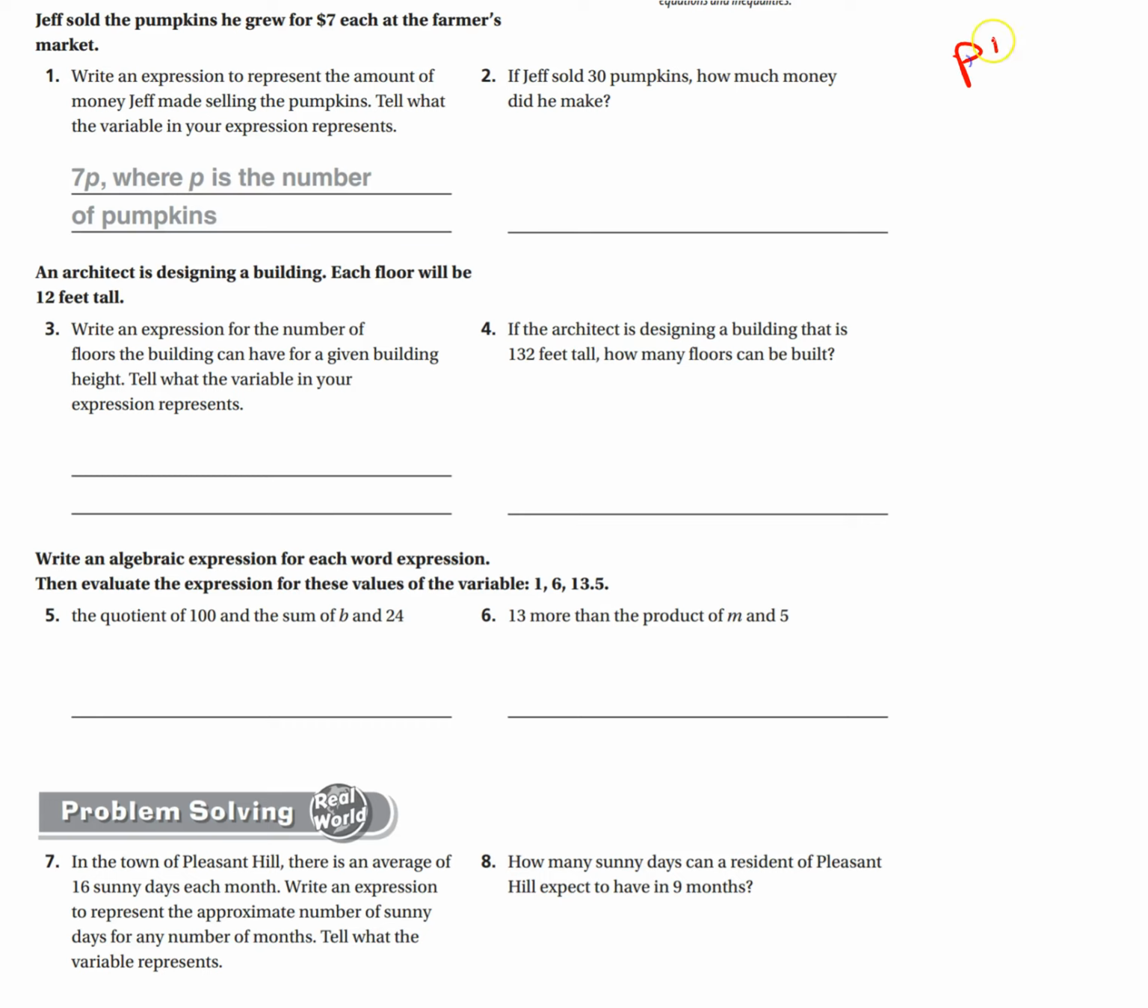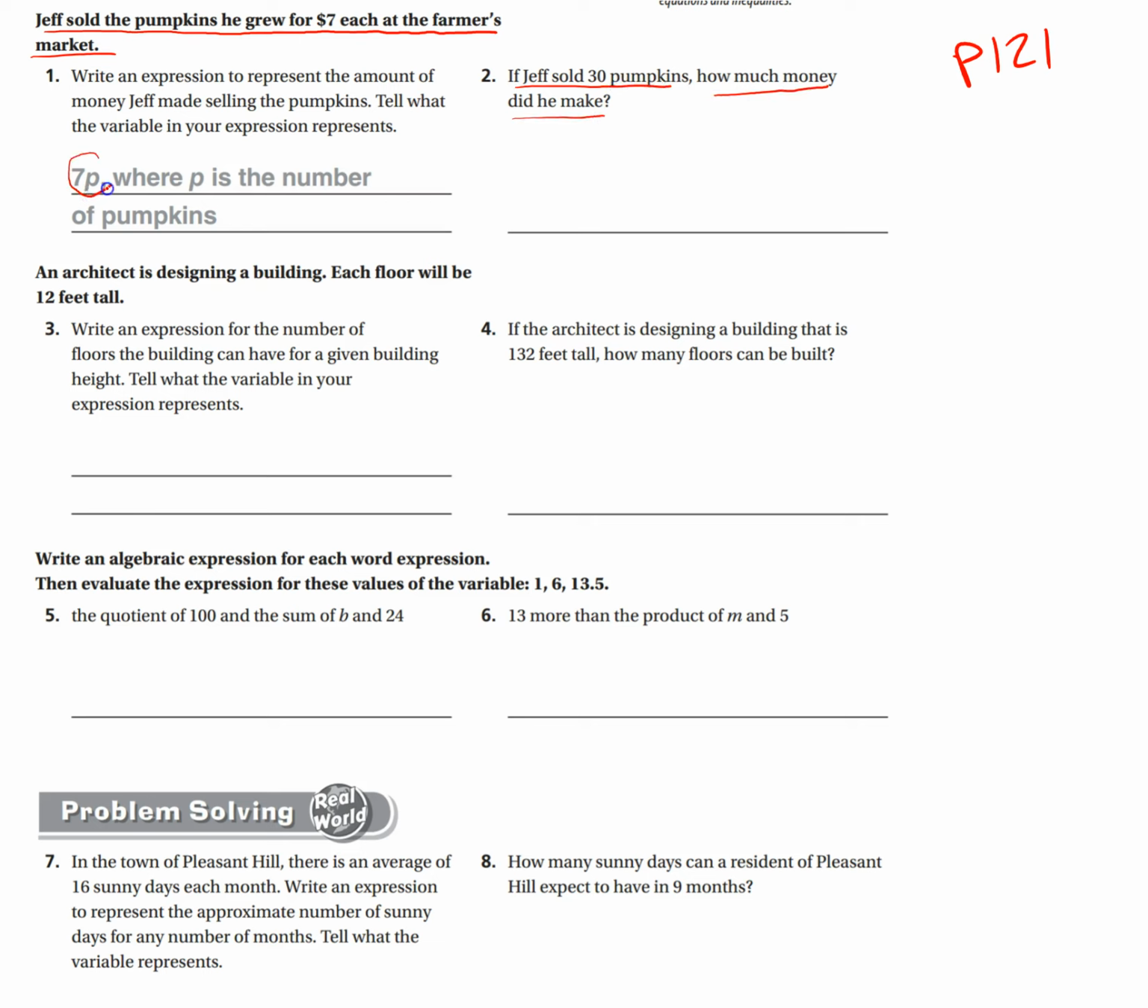All right, now I'm on page 121, the Go Math homework. Number 1 is done for us, but we do need these directions. Jeff sold the pumpkins he grew for $7 each at the farmer's market. If Jeff sold 30 pumpkins, how much money did he make?